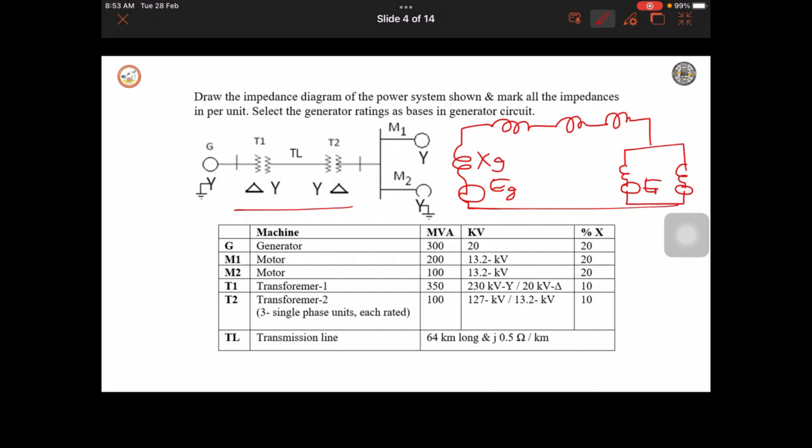So this is EM1 and this is EM2, and this is XM1, this is XM2, and this is XT1, XTL and XT2. So this is the reactance diagram of a power system. Now the next point is to write the reactance values in per unit. For that we have to consider the base values. First we have to consider the base values on any one part of the system. See, in the problem given, we have to draw the reactance or impedance diagram of the power system shown and mark all the impedances in per unit.